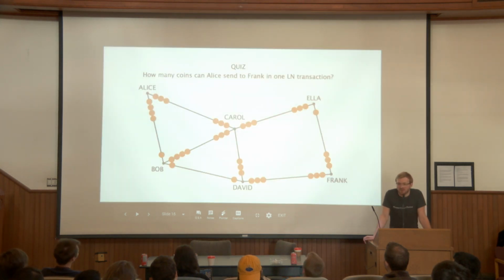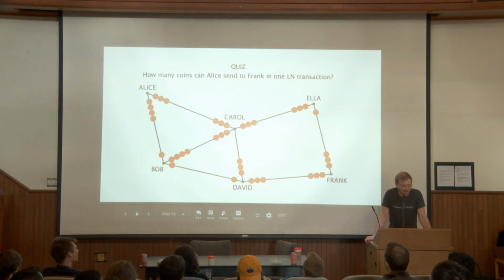So this is a fun little Lightning exercise that you can do with bead diagrams. The question is, how many coins can Alice send to Frank? In one transaction is a bit of a misnomer, but in total, Alice can send 2 coins to Frank, right? Alice has 9 coins in this system. The average number of coins each person in the system has is 6, but Alice can only send 2 to Frank. And so this seems not ideal.